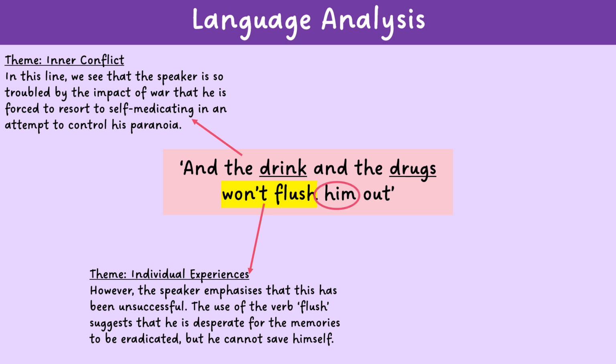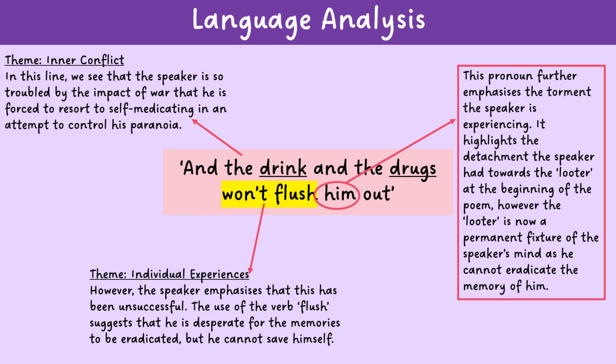Finally, we see the themes of individual experiences and inner conflict in this line, as we see that the looter is now a permanent fixture of the speaker's mind. At the beginning of the poem, he was detached from the looter, but now, as the poem progresses, we see that actually he cannot escape from this looter. He's constantly an image in the back of his head.